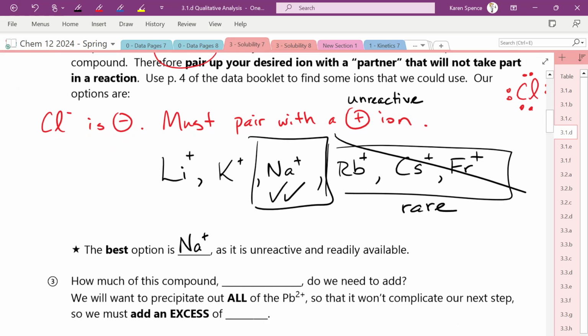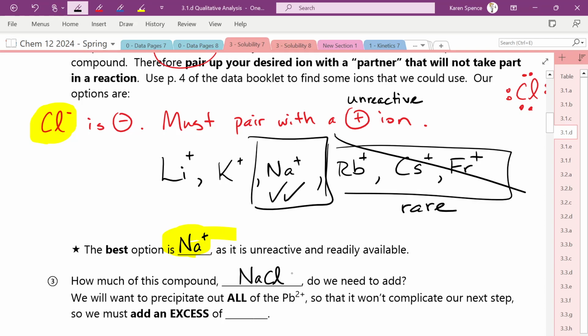So what's the formula of the compound that we are going to add? Tell your partner, what's the formula of the compound we're going to add? We're wanting to add chloride ion, and we're partnering it up with sodium, so we are adding NaCl.